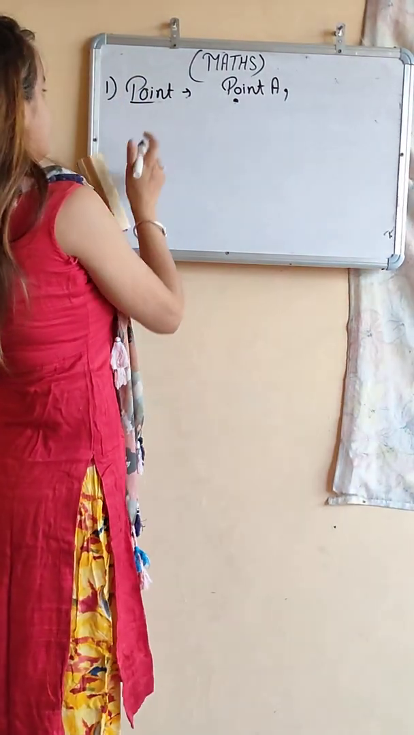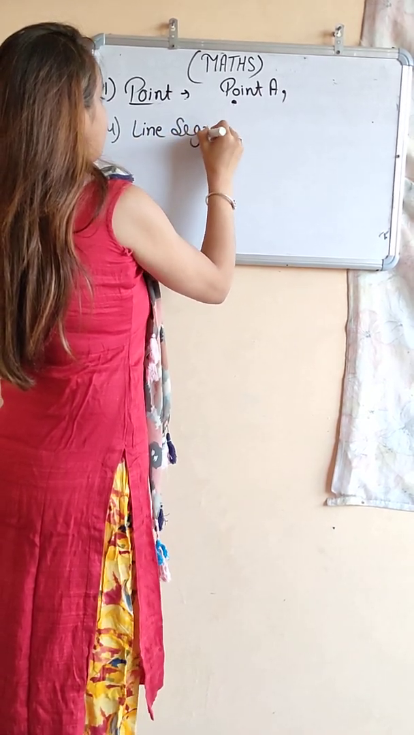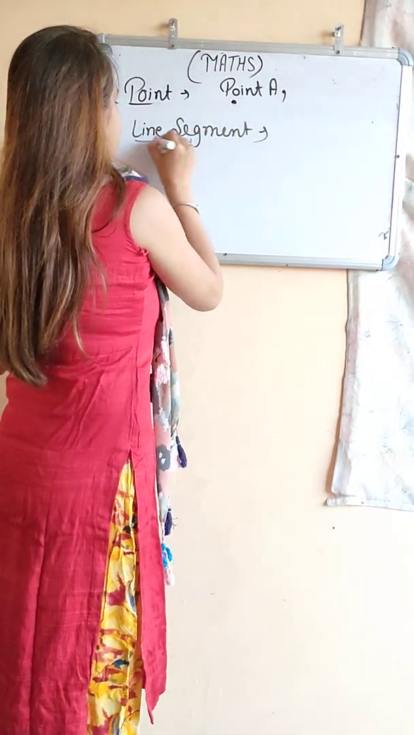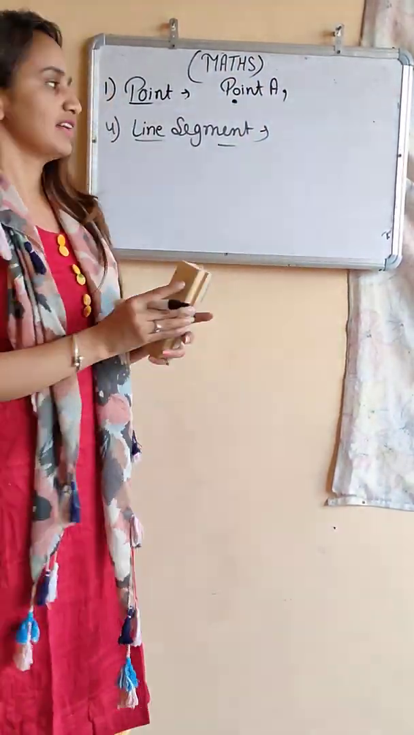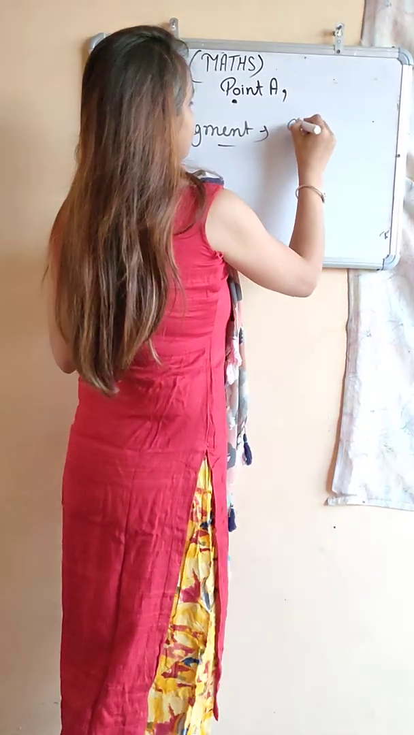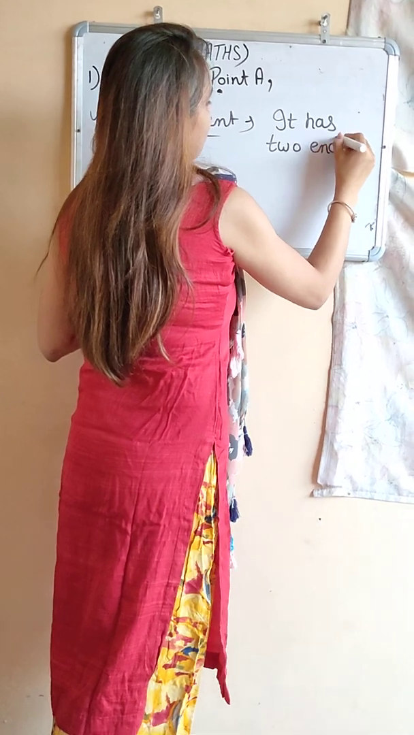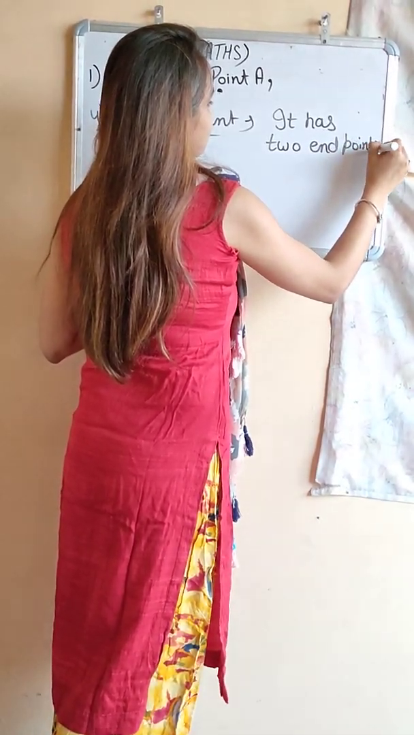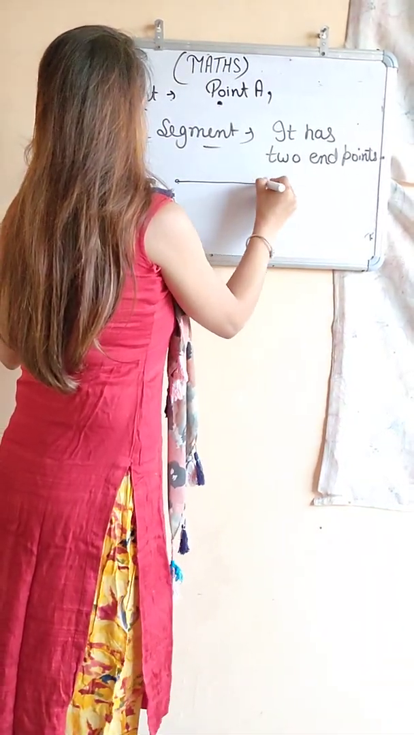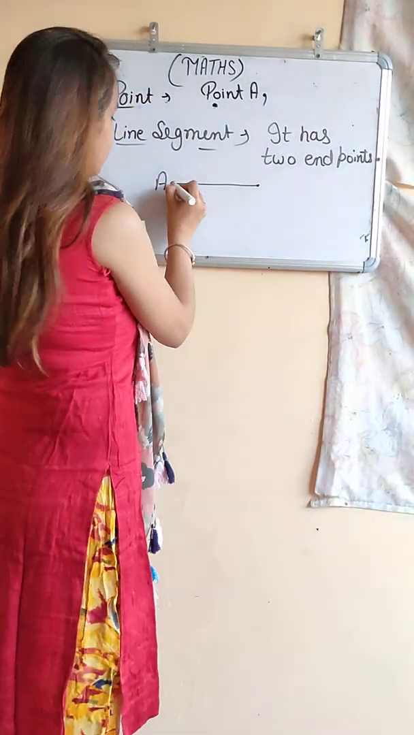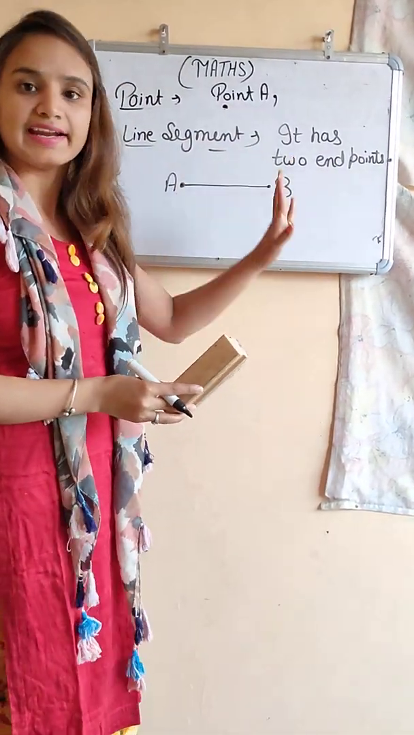line segment. Line segment cannot be extended in any direction. It has only 2 points. It has 2 end points. Also it has fixed length. Okay. See, this is one end point and this is second end point. There will be no arrow in any direction.